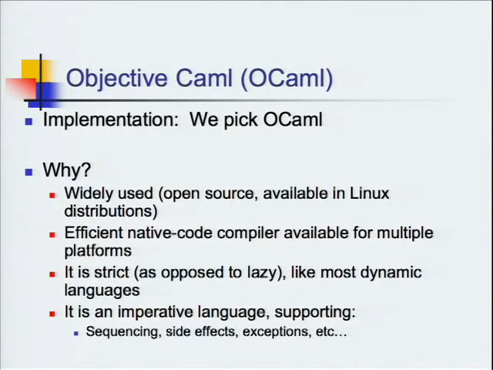In the functional programming world, it's a strict language as opposed to lazy, which means it's call by value, which corresponds to most of our dynamic languages, such as Python. In addition to being a functional language, OCaml also supports imperative features, such as sequencing, so you can put statements in a sequence. Side effects like assignment: you can have a reference type in OCaml, which allows you to modify values in place, which can be used to simulate assignment in Python or any other imperative language.